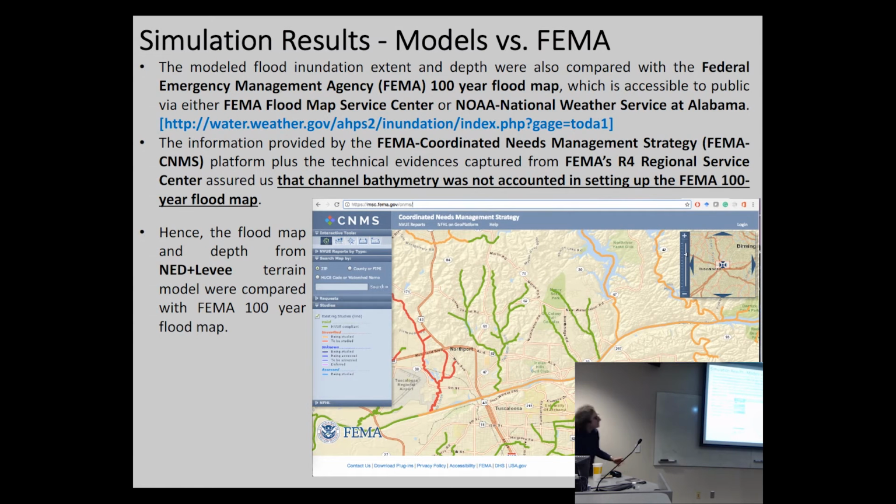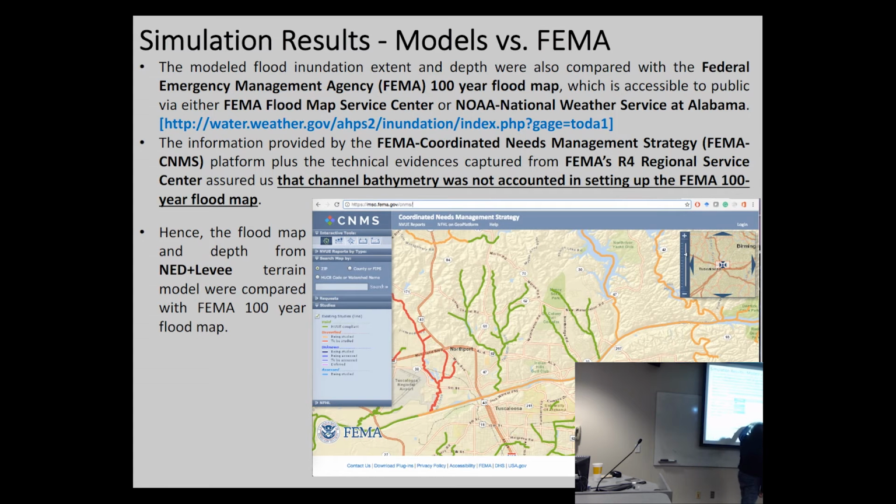I was also glad to find this source, the Coordinated Needs Management Strategy of FEMA, that gives you this snapshot view of the domain. The colors give you the sense of whether they did take care of something like channel bathymetry or other geophysical aspects. So green means that they did a lot of things for that domain. I mean, they included everything. But as you go through orange or red, that means they're under revision.